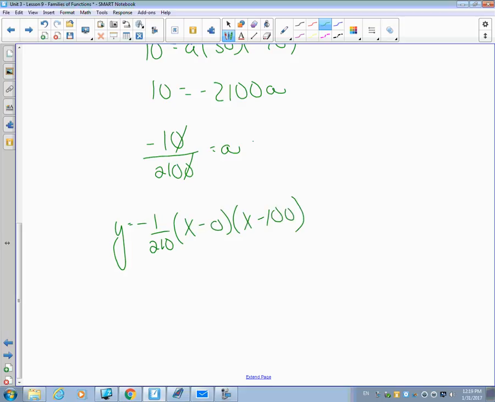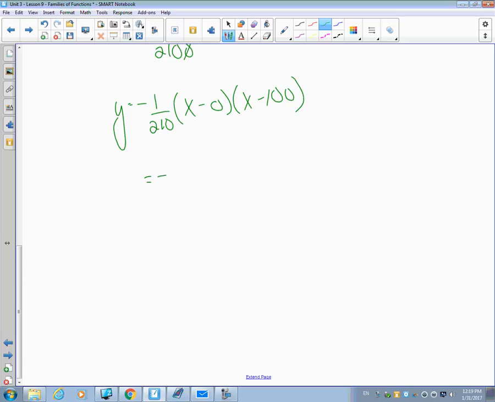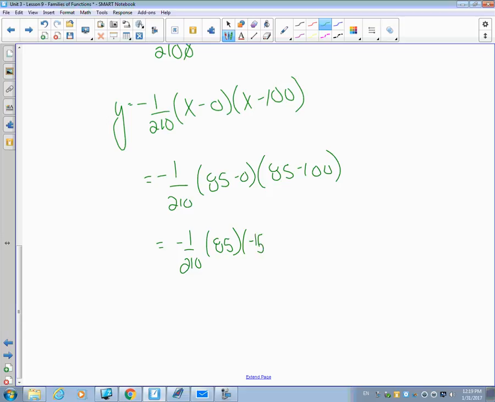I want to know the height of this thing when it's 85 meters from the tee, 15 meters before the pin. So my x value will be 85. Put that in the wrong spot there. x is 85. So 85 minus 0, 85 minus 100. A little bit of BEDMAS. So 85 times negative 15. And if I multiply it all together, we should end up with 6.07 meters.